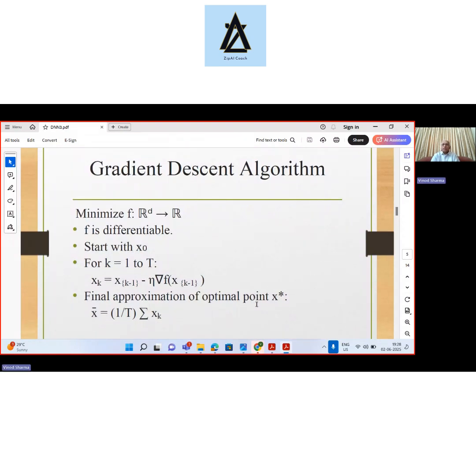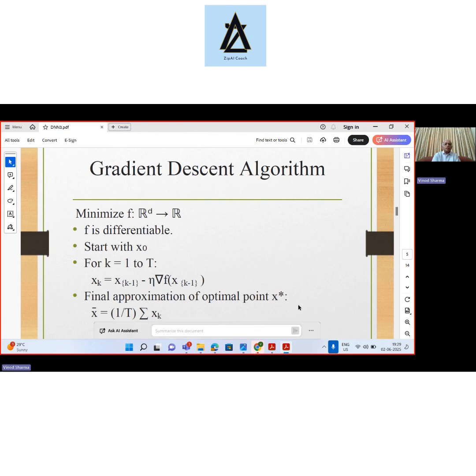Gradient descent algorithm is the classical algorithm used for optimization. It is used to minimize any function from R^d to R. The function should be, of course, differentiable. The algorithm works as follows. You start with some initial condition x0, and you run the iterative algorithm x_k = x_{k-1} - eta times the gradient of f at x_{k-1}. You run this iteration from k equal to 1 to T that you fix.